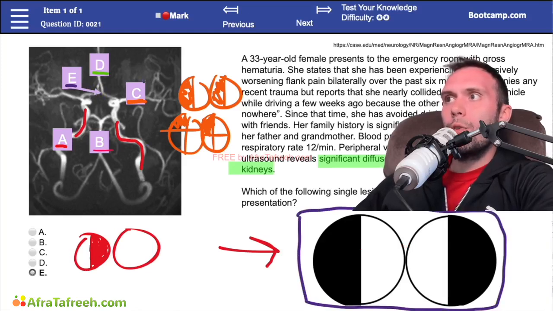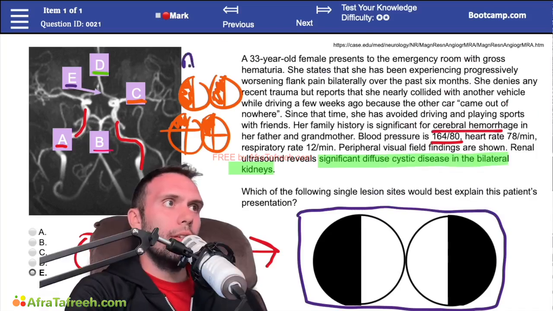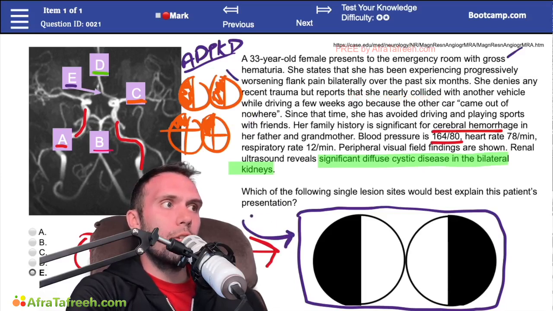And these aneurysms are also very classic in patients that have autosomal dominant polycystic kidney disease, which is probably what this young female has. That would explain her gross hematuria. It would explain some of her worsening flank pain potentially. And it would also explain the berry aneurysms that are formed at the anterior communicating artery, predisposing her to the fate of some of what her father and her grandmother underwent with this cerebral hemorrhage.